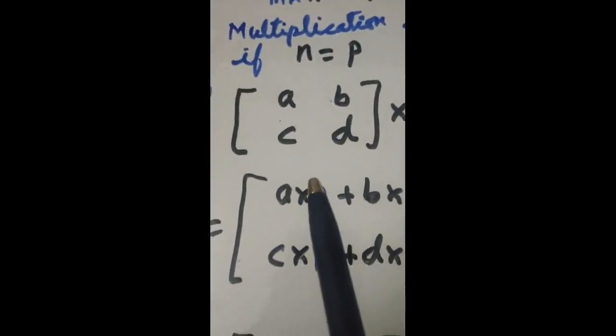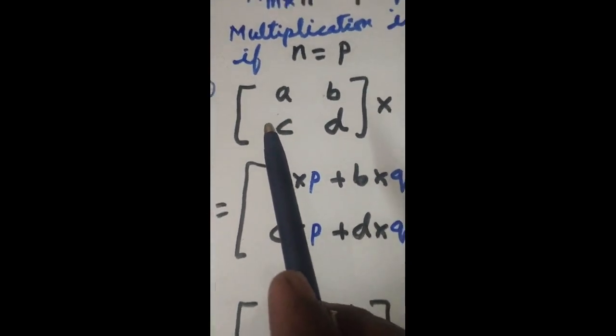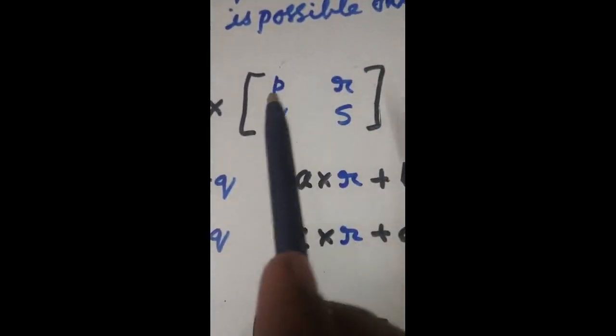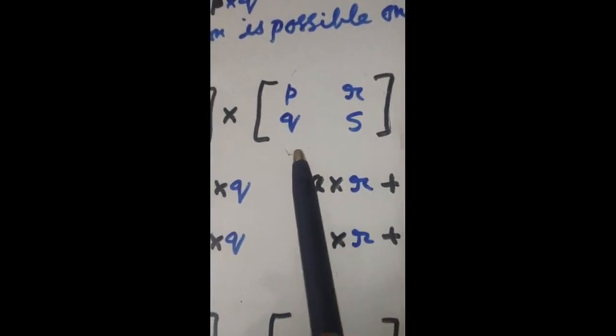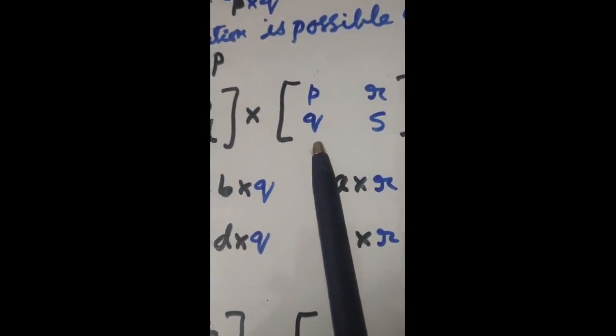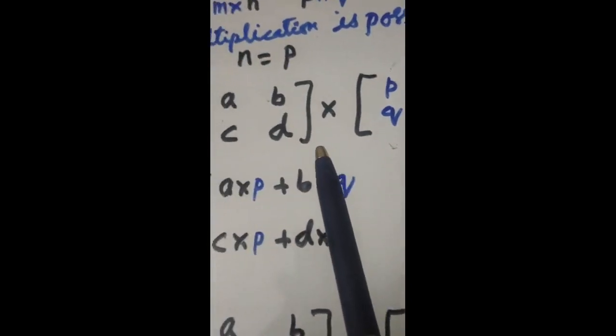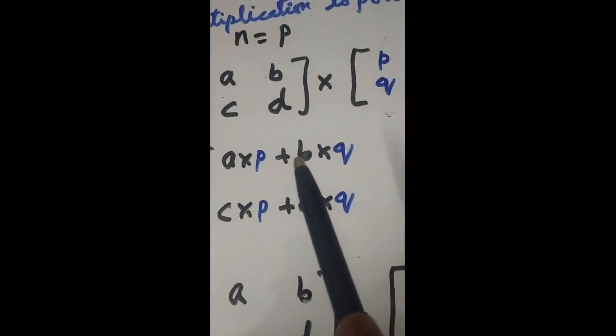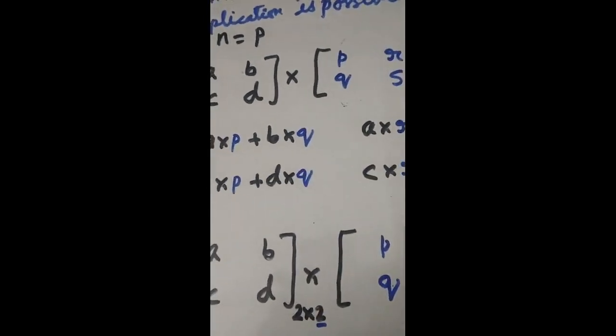Now how do we multiply? For that I have taken the first matrix with the order 2 into 2 and the second matrix with the order 2 into 2. So here it is matching, that is, the column of the first is equal to the row of the second, and the resultant matrix will be of the order 2 into 2.